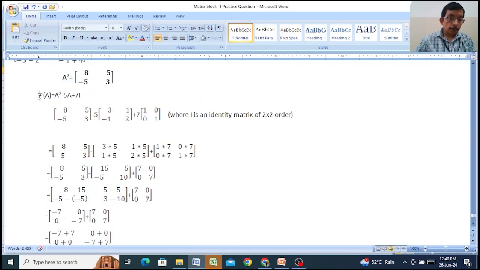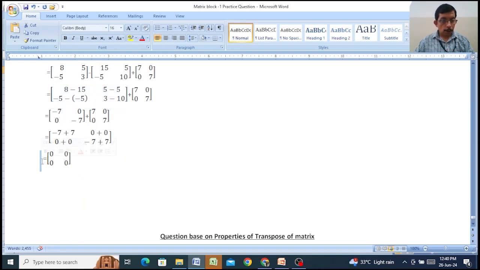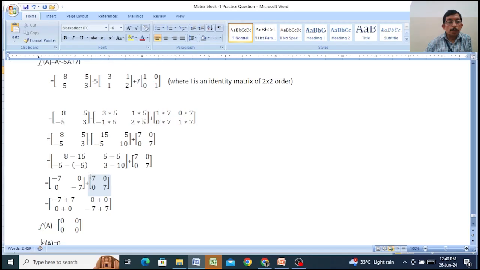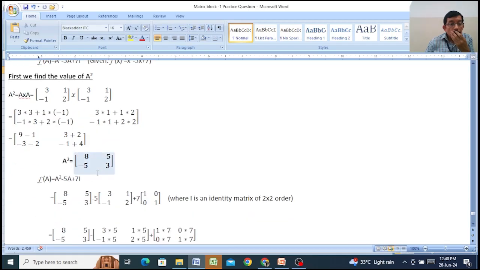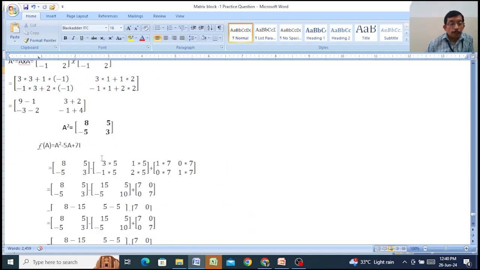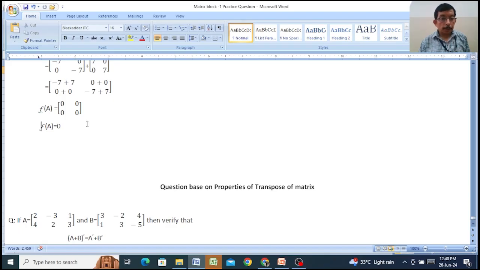Then f(A) is equal to, this is the null matrix, so f(A) is equal to 0. This is the proof of the given equation, the RHS. What is the value of f(A)? Then f(A) is equal to 0. Is it clear, everyone?